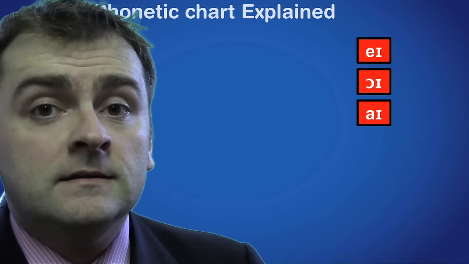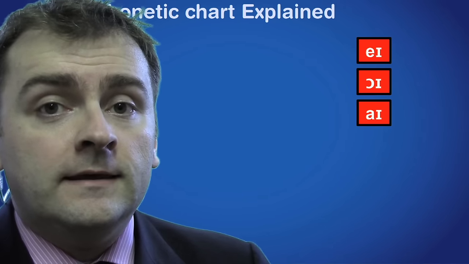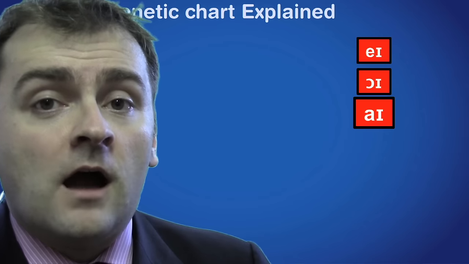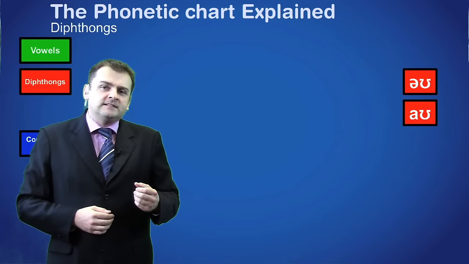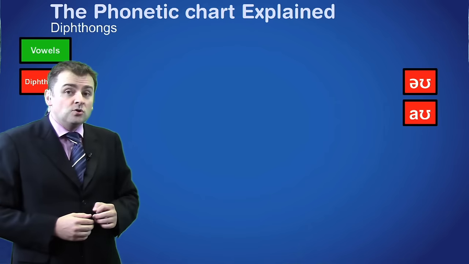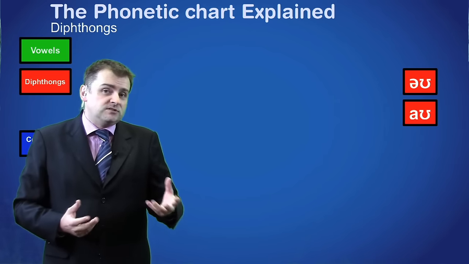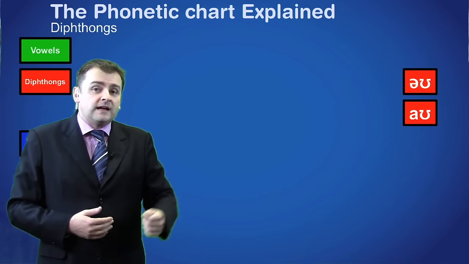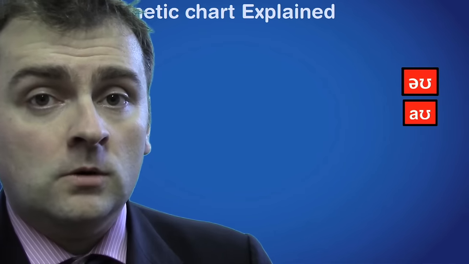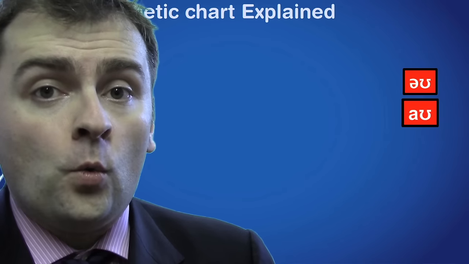A, oi, and I. And in the third column, we have the U symbol. Again, sometimes the sound is more similar to the longer U, as in O and OW.